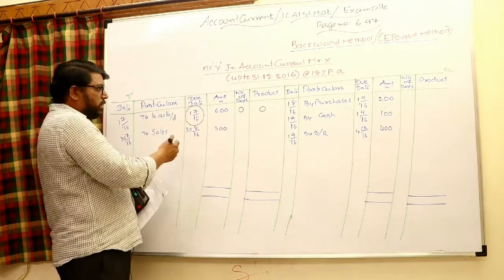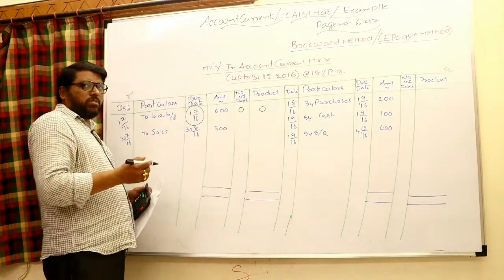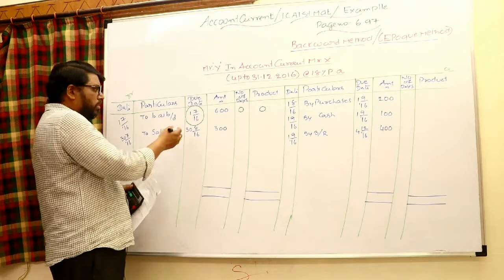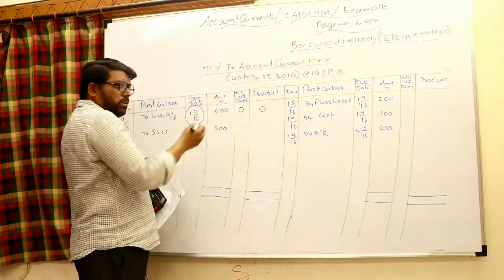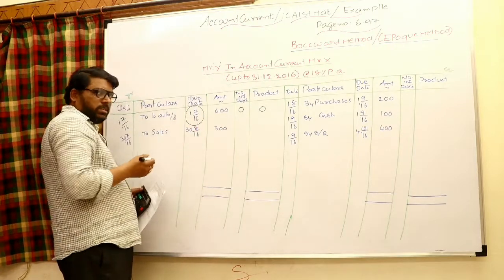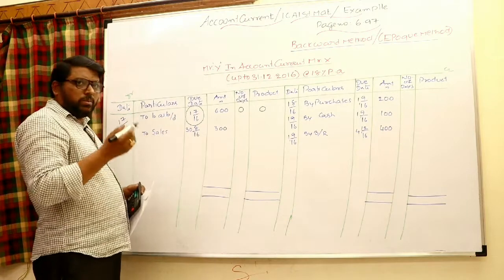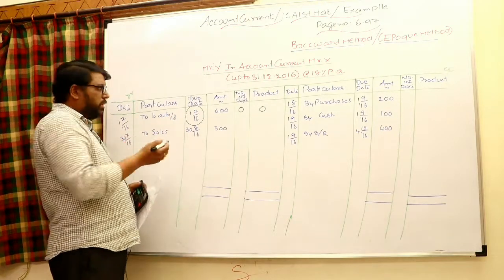And even the next transactions, all these 1, 2, 3, 4 transactions: in the forward method we generally work out from this date to this date. Not like that. In the backward method we work from this date to this date, backward. All these are backward method. Whatever the opening balance due date is, that date should be taken as the base date.